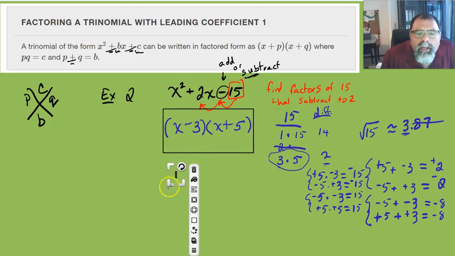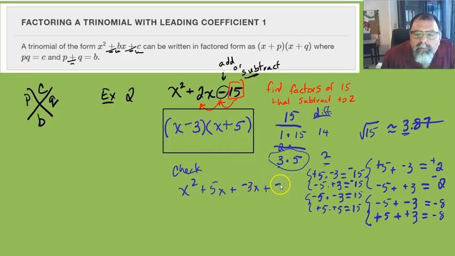If I want to check, you can just FOIL it out. x times x is x squared. x times 5 is 5x. Negative 3 times x is negative 3x. Negative 3 times 5 is negative 15. You can see positive 5x and negative 3x make positive 2x. And then I got minus 15. And that's the original problem. Okay?